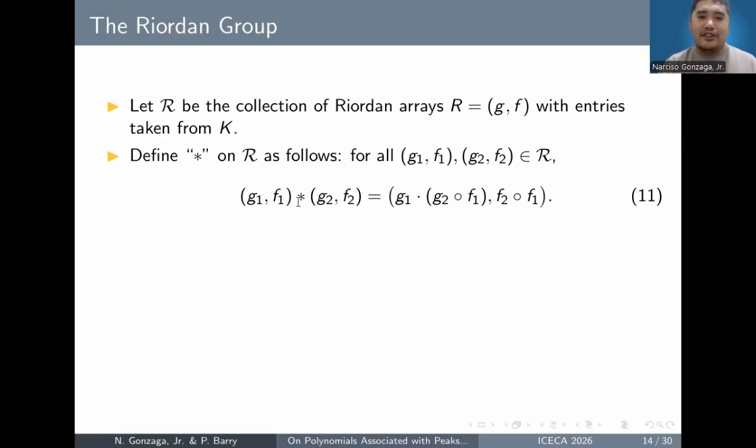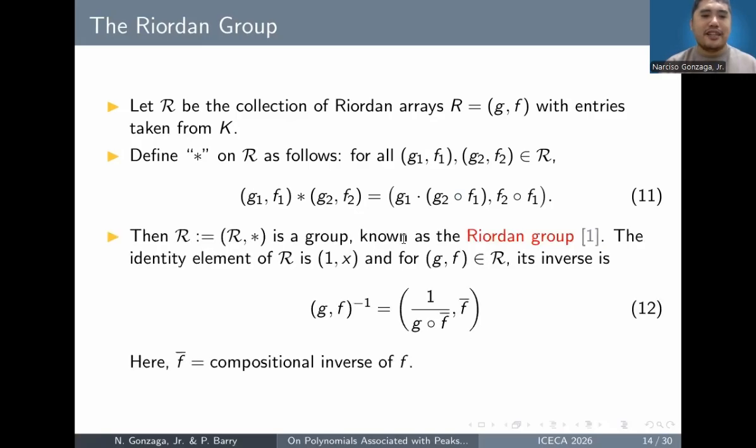The binary operation here imitates the usual multiplication operation for matrices. It's just that we need to observe the definition of a Riordan array. And so the definition for the binary operation goes like that. Then the pair, script R and star, is the Riordan group with its identity element 1 and x.